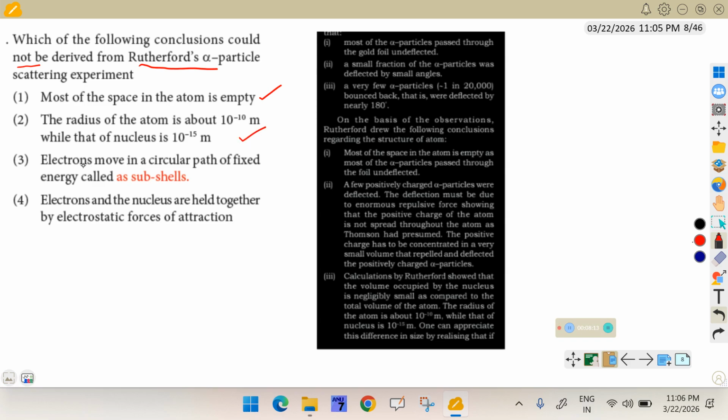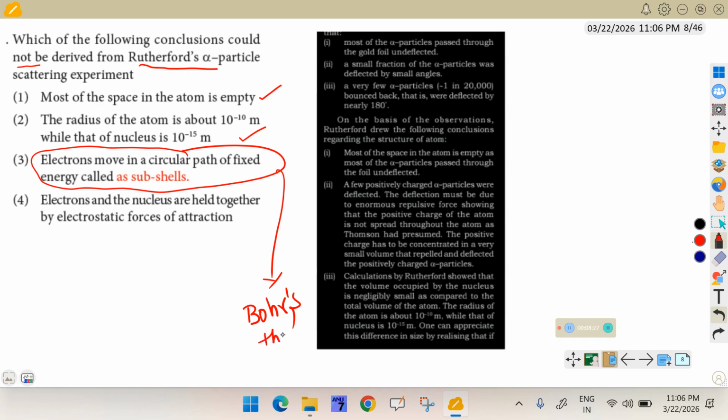Correct. Electrons move in a circular path of fixed energy called subshell. This is not given by Rutherford. This is given by Bohr, Bohr's theory postulate. So the incorrect statement is the third one, not given by Rutherford.